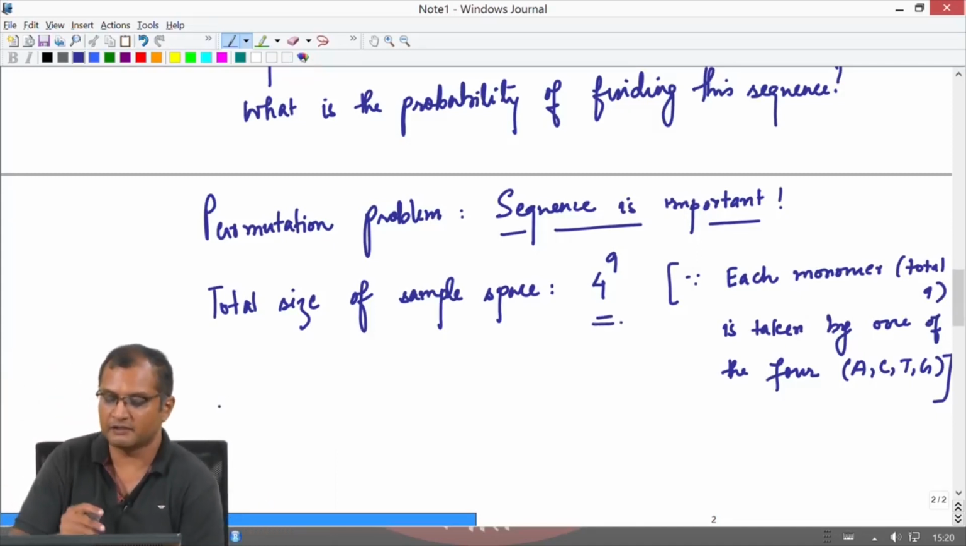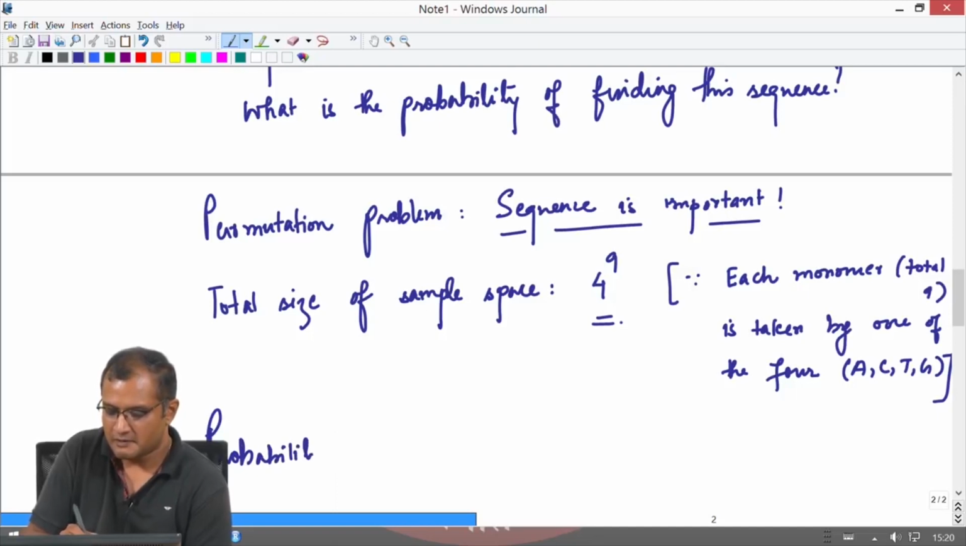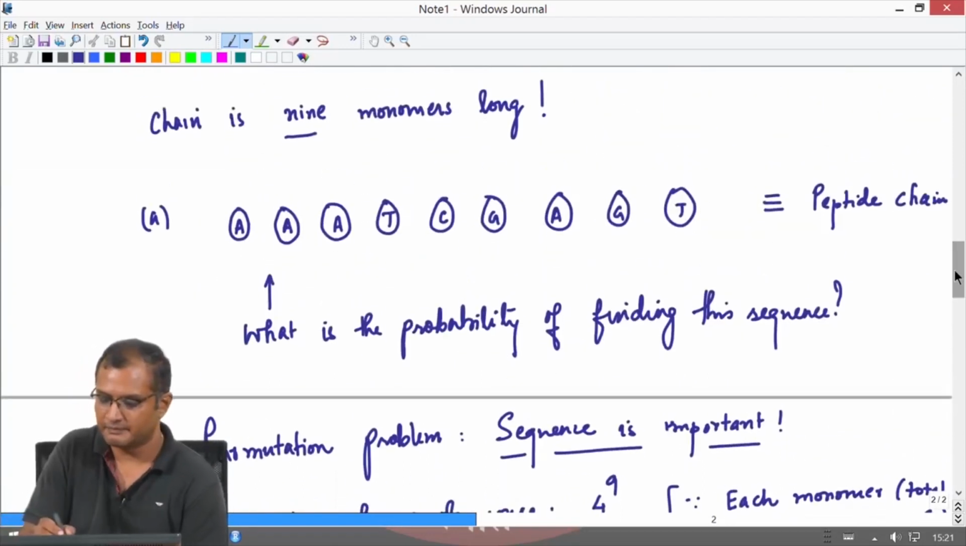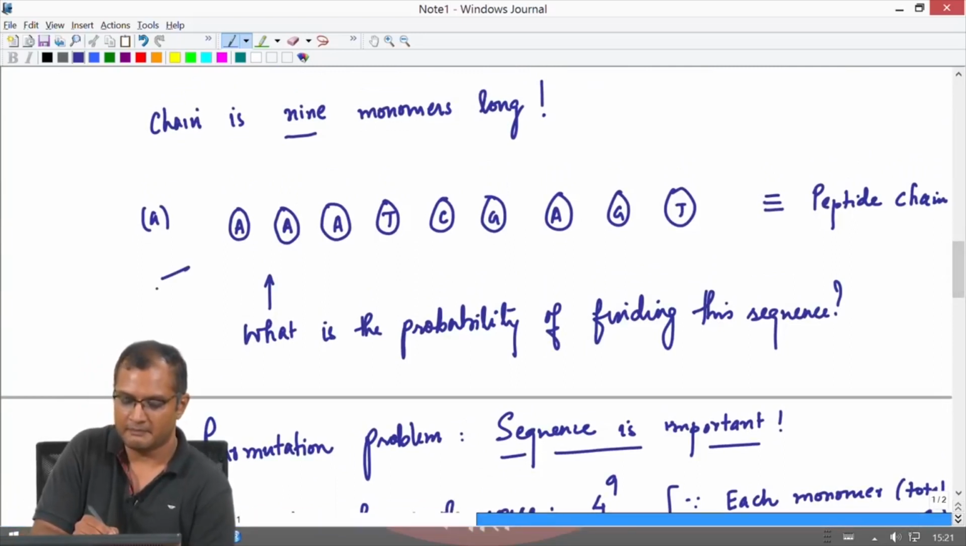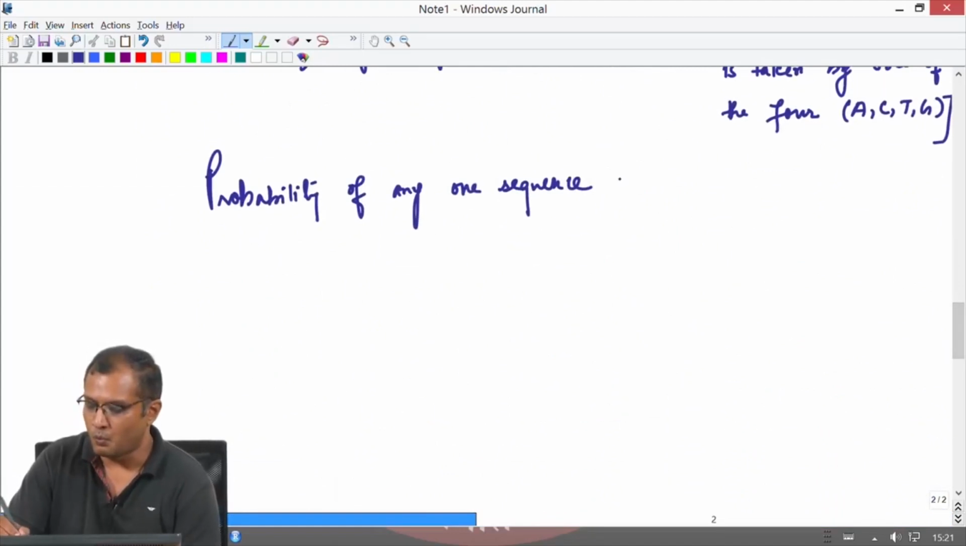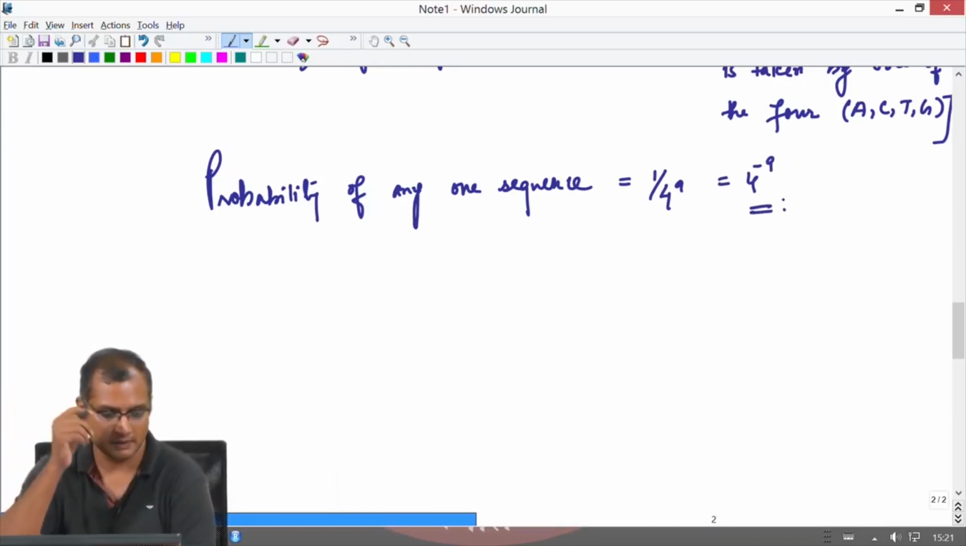And so, the probability of any one sequence, in this case the sequence mentioned here, is exactly 1 upon 4 to the power 9 or 4 raised to minus 9. That is the answer to your question. Okay.